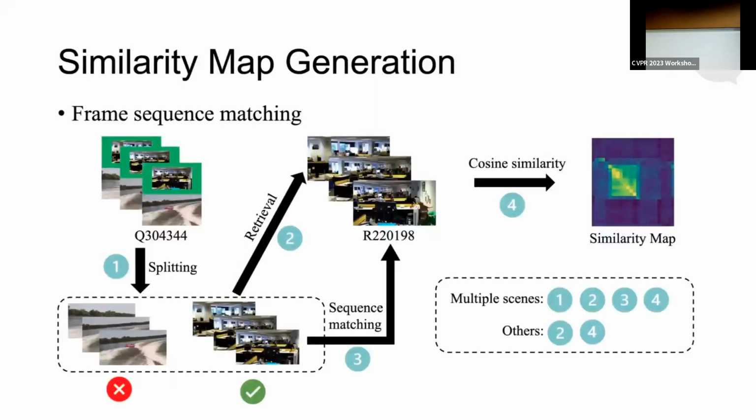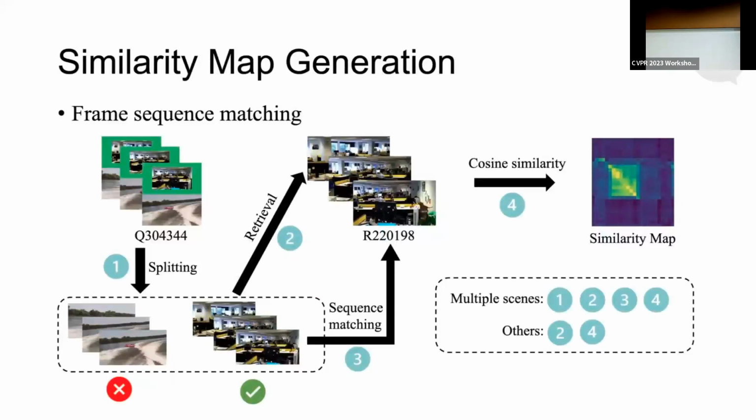Here, we present our method for generating similarity maps. Due to the utilization of the frame scenes detection module, the length of some videos may become an even multiple of the original length. Therefore, we designed a frame sequence matching approach. As shown in the figure, firstly, we split the videos into sub-image sequences and we got a long frame sequence.